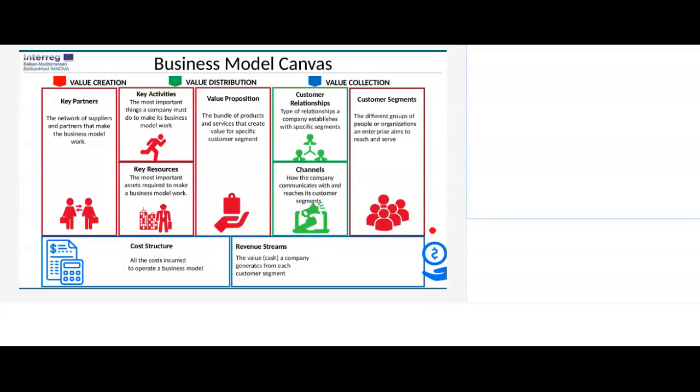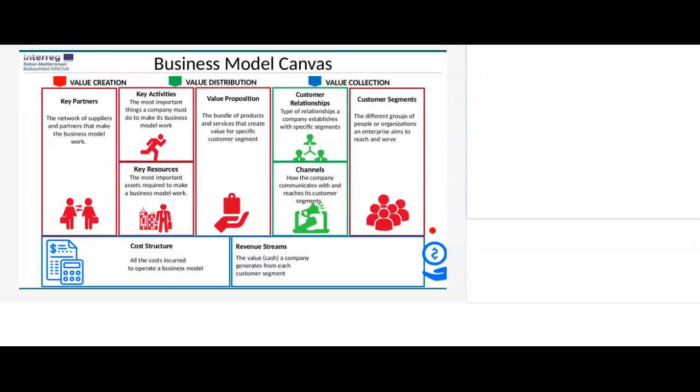So in the red squares, you can see the squares that address the value creation, or how a company creates value. With the green color, you can see the squares that address value distribution, or how the company distributes value to the customer segments. And with the blue, the value collection, which are the elements that have to do with cost and revenue.